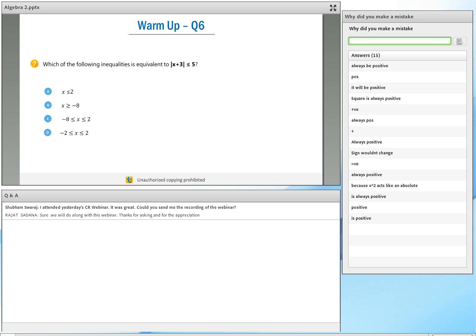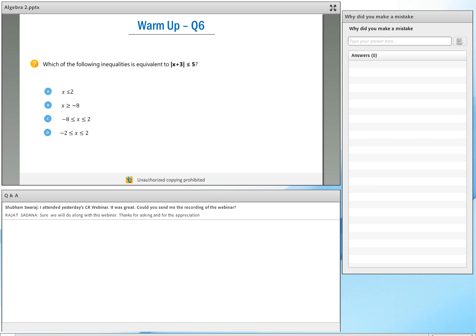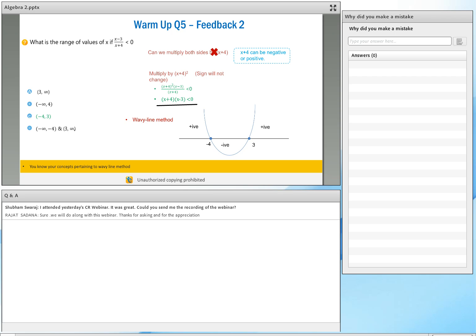So for those of you who made a mistake, can you tell me where did you make a mistake? For those of you who made a mistake over here, half the class made a mistake. Why did you falter here?